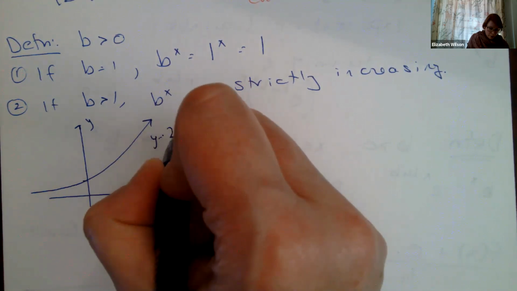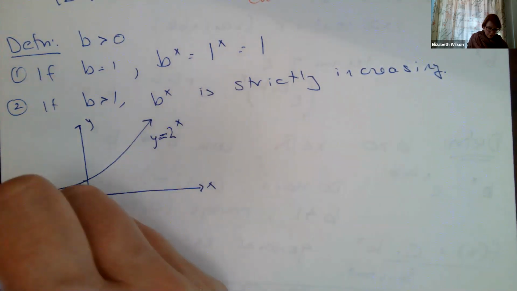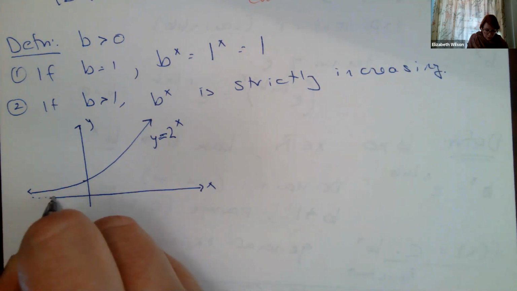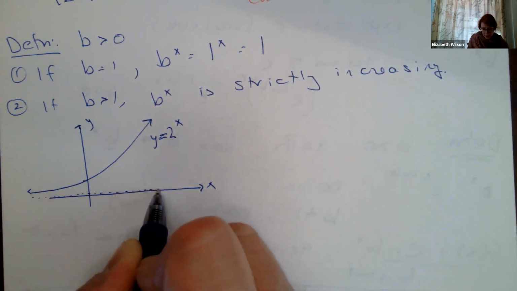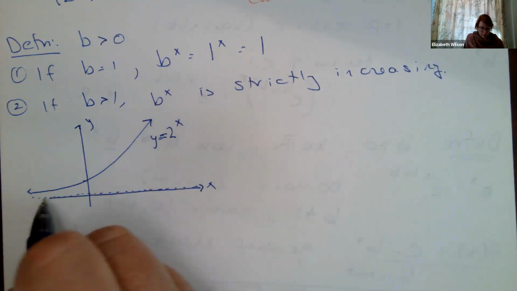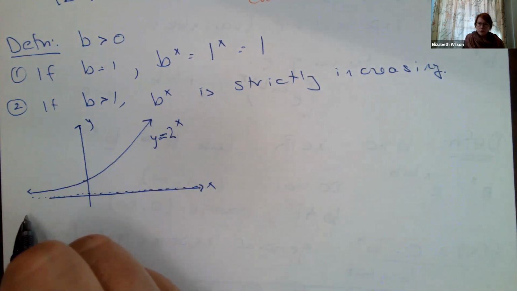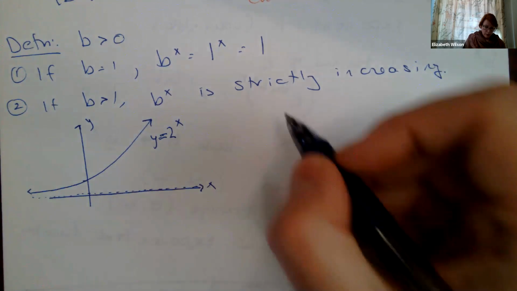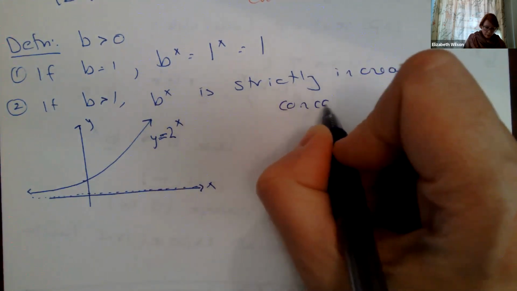So I'll just call it, for example, 2 to the x. Right, and I'm just going to draw in this little invisible horizontal asymptote. You don't have to draw that in, but what that means is that my function's never going to reach y equals 0. Okay, and this is also concave.